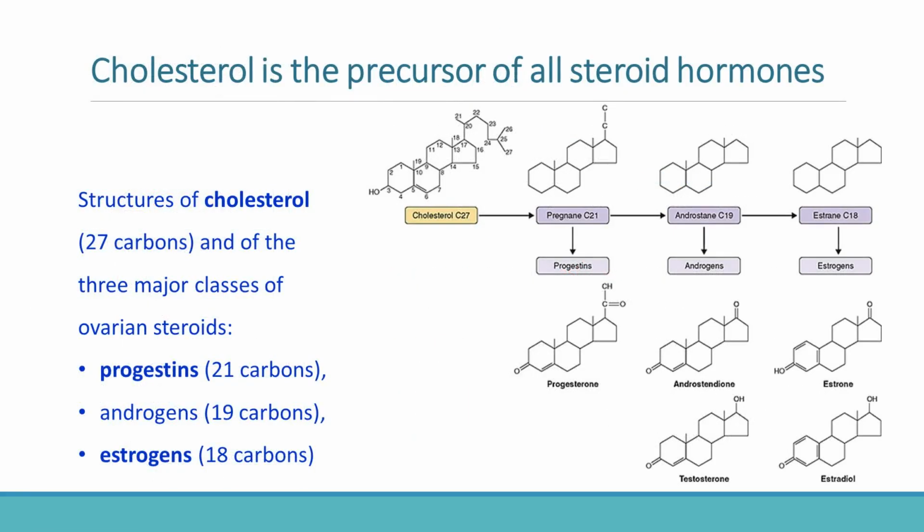All steroid hormones originate from cholesterol. Notice the progressive reduction in carbon number from cholesterol to progestins, androgens, and estrogens. Progestins contain 21 carbons, androgens contain 19 carbons, and estrogens contain 18 carbons. This slide demonstrates the biochemical relationship between these hormone classes.